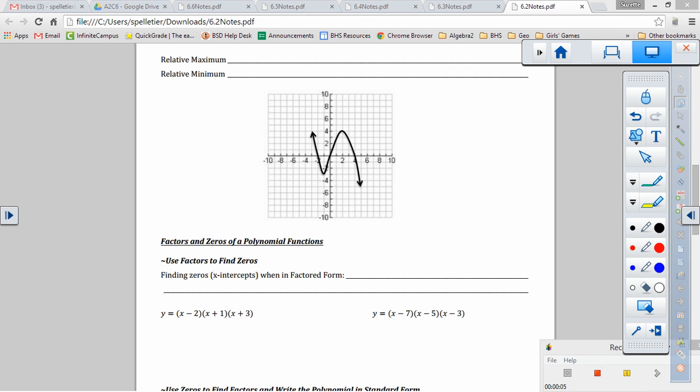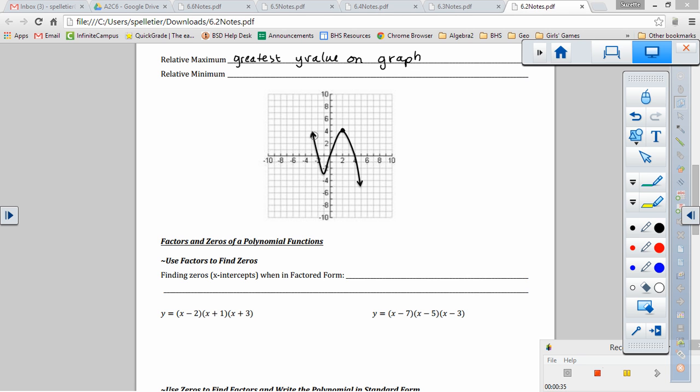Okay, so now we're talking, still in section 6.2, about relative maximums and minimums and how to find the zeros given your factors, okay? And so a maximum is the greatest y value on the graph. So remember, the maximum point is the highest point on the graph. And so this is the highest y value on the graph.